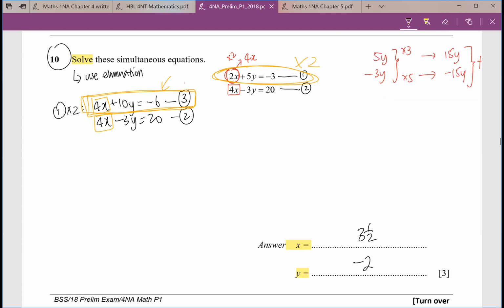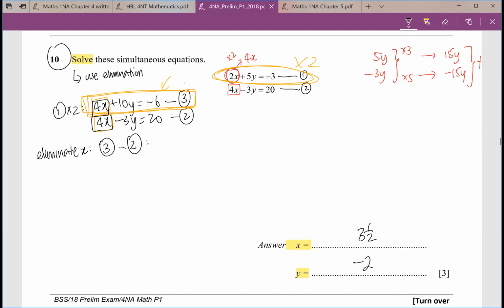Then now I continue. So now 4x is the same, right? So I can eliminate the x. But they're the same sign, what? Same sign, can eliminate? 4x minus 4x eliminates what? That's why I take equation 3 minus equation 2.